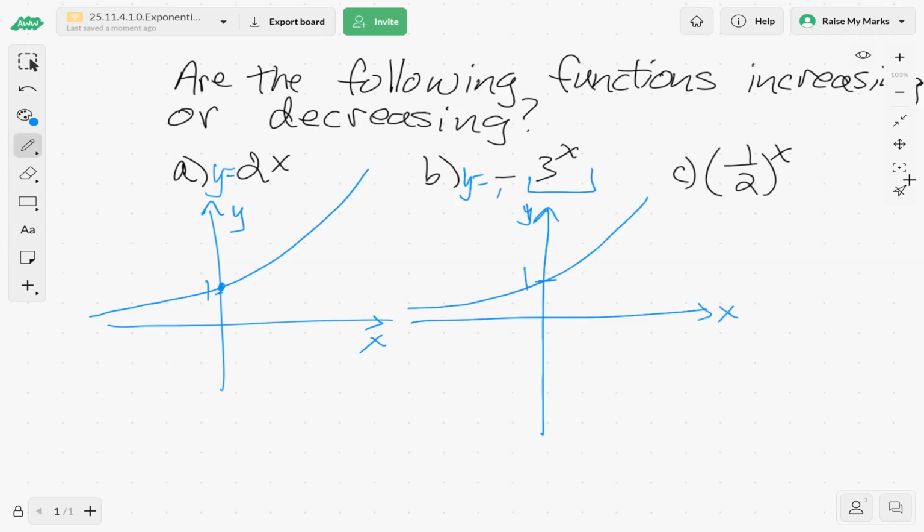But we have this negative sign in front of it. So this means it's being reflected in the x-axis. So our final function, perhaps we can use a different color. How about red? Our given function, y equals -3 to the power x, is actually this red one. Is this increasing or decreasing? It's decreasing. So this one's decreasing.